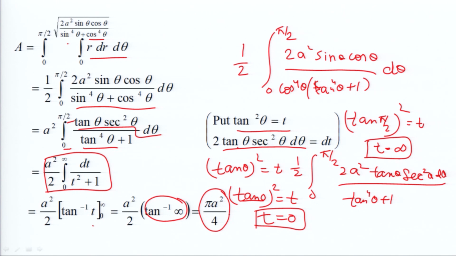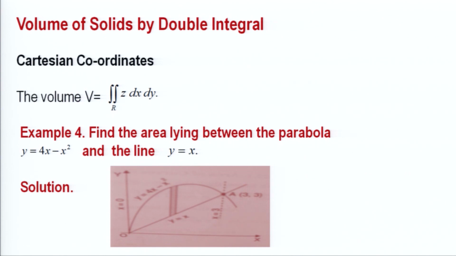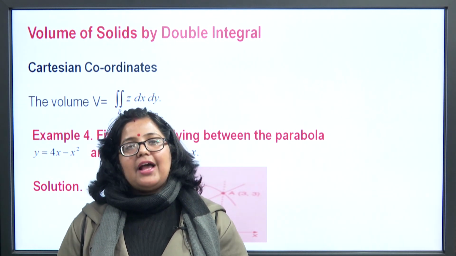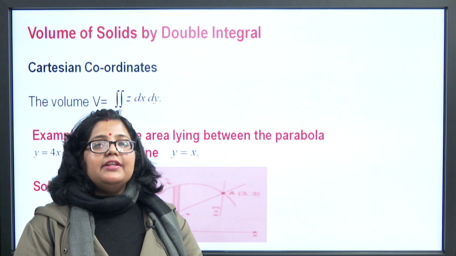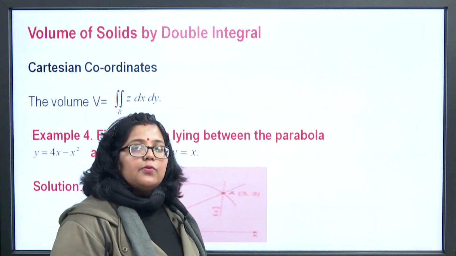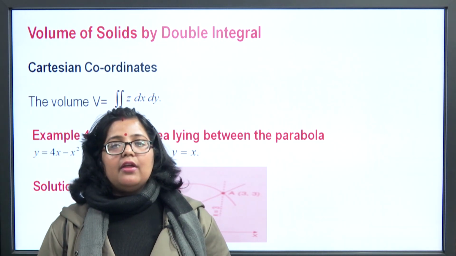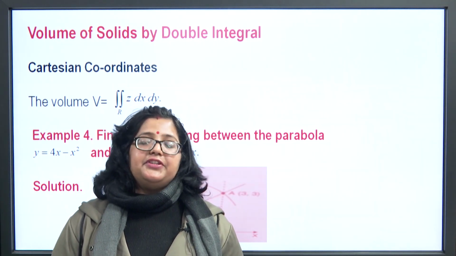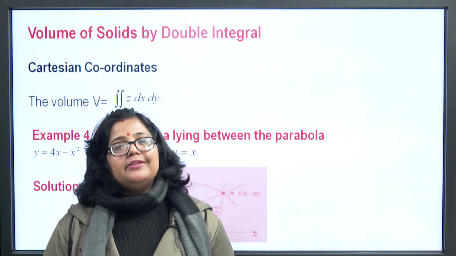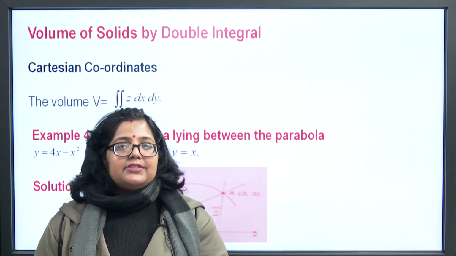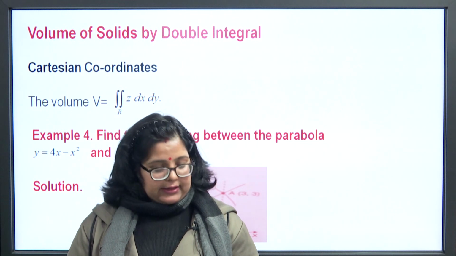We can also solve this equation in the Cartesian form. Next is volume of a solid by double integration. We solved an example on the base in the last example. The formula is V equals double integral of z dx dy. For solving this integration, always remember there is no integration with respect to z, so always put z in the form of x and y. We will solve one example on this topic in the last example.